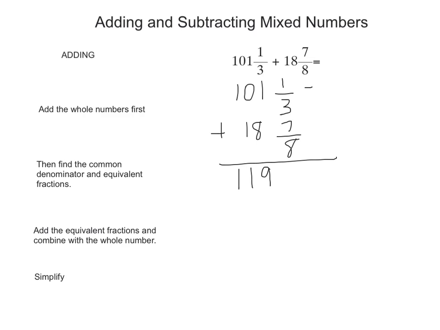Then I'm going to turn these fractions into equivalent fractions. Notice that the denominators are not the same, so we need to find a common denominator between the 3 and the 8. And 24 would be a common denominator. 8 times 3 equals 24, so 7 times 3 is 21. And I'm going to do the same to this top fraction. 3 times 8 is 24, so 1 times 8 is 8. Go ahead and add 8 and 21, which gives us 29, and that is over 24.